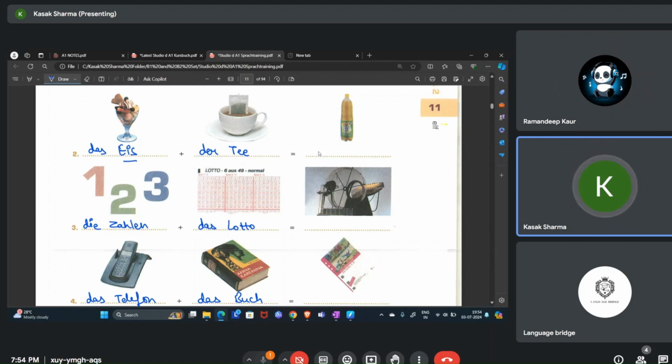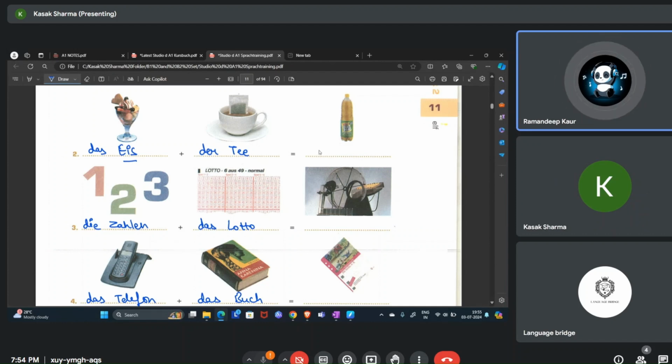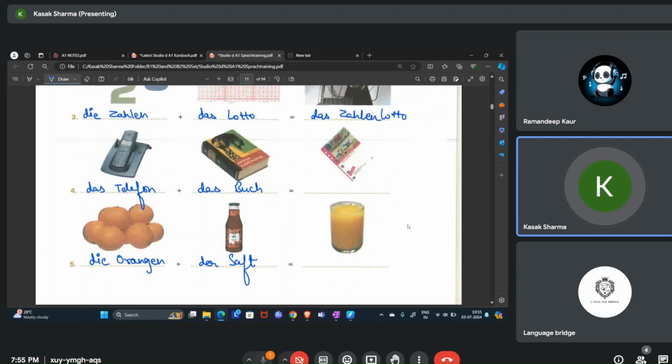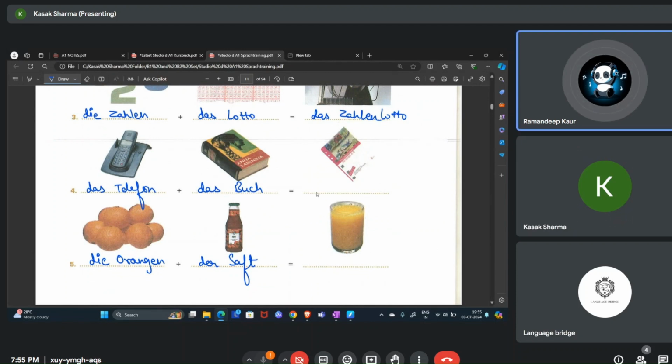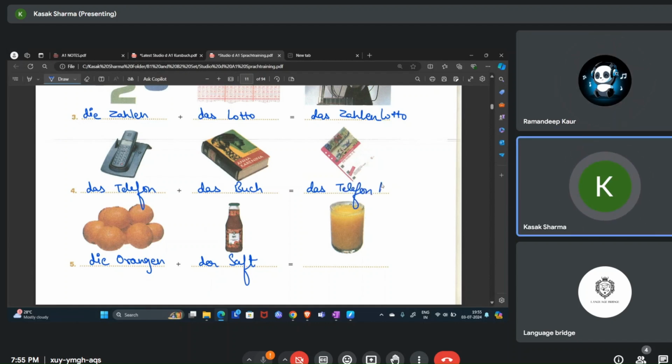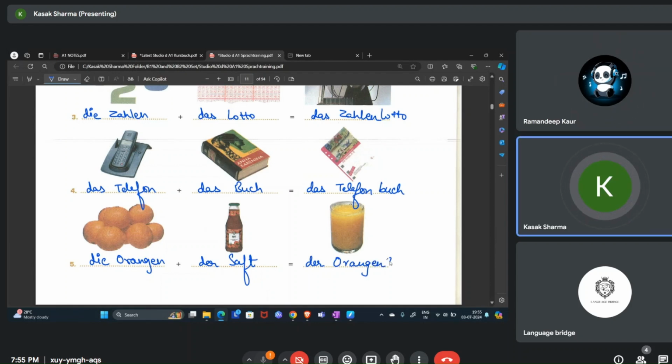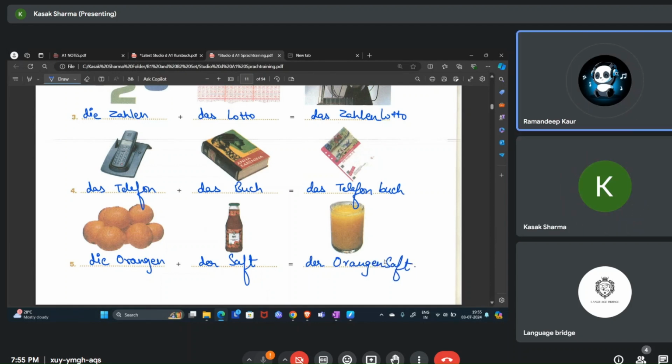The first is der Eistee, iced tea. Then it's das Zahlenlotto. And this one, Telefonbuch, das Telefonbuch. Here, der Orangensaft. Yes, so it will be Orangensaft.